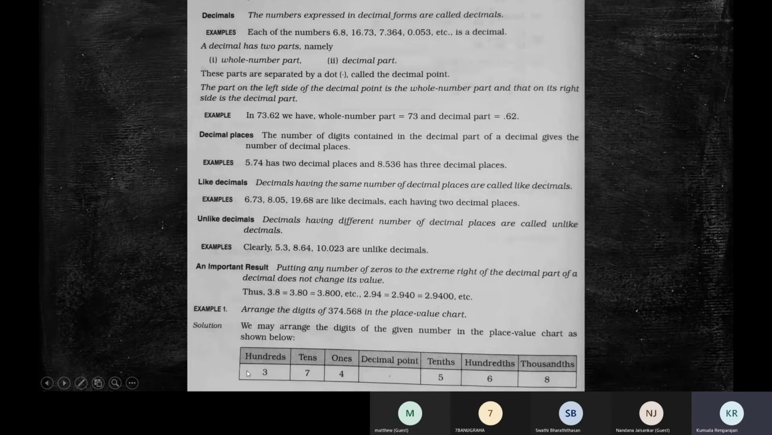Now, if you have to write the expanded form of this, I hope you understand, children, you just have to place the digits in their respective place values. For 374, I'm sure you know this, so I'm not explaining it. This is the decimal. Place it here in the place value chart. This is the example. We have placed this decimal here in the place value chart.